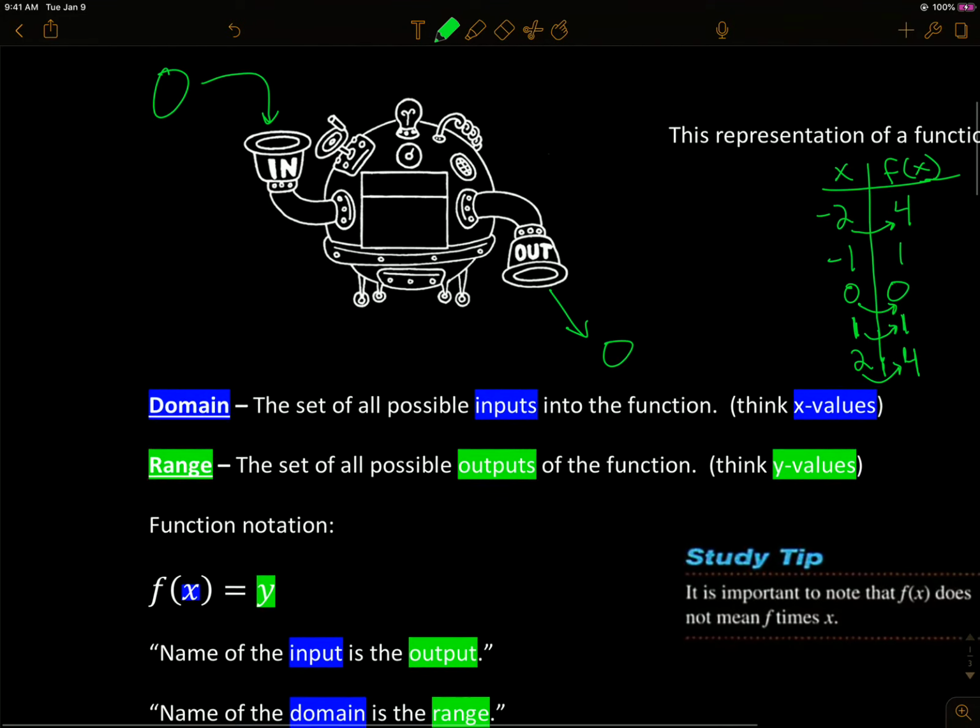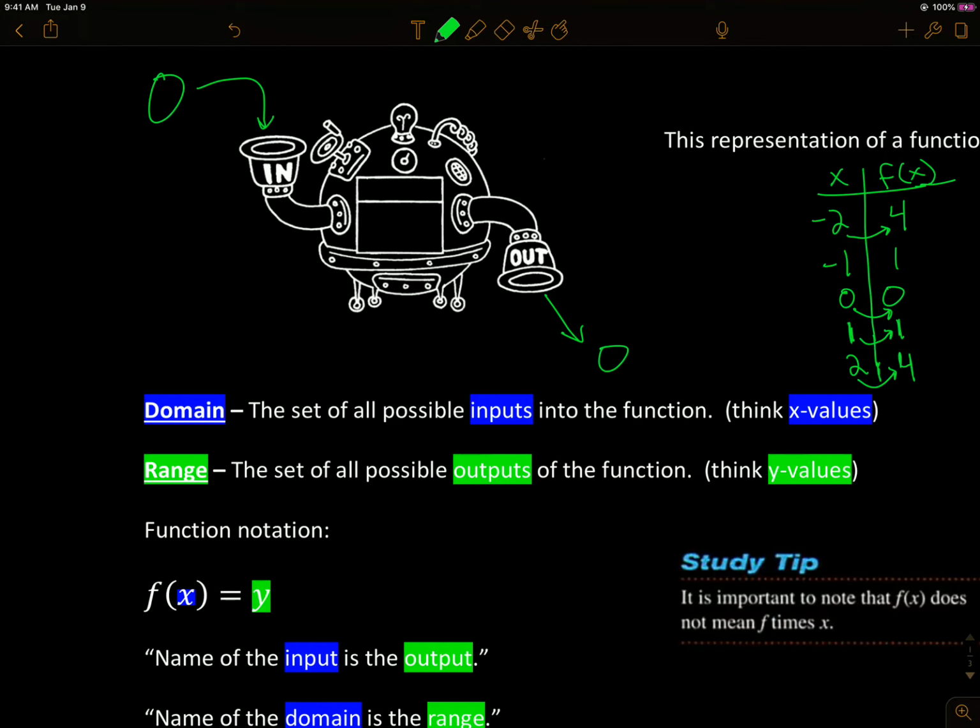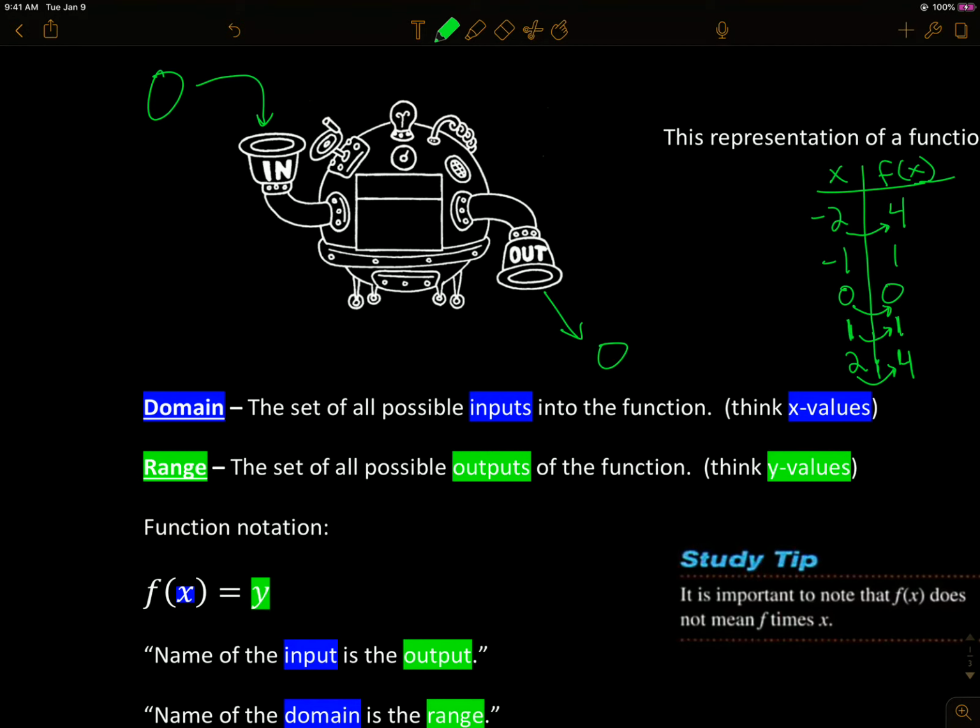The domain is going to be the name of the stuff that we put into the function. So the domain is the set of all possible inputs into the function. You can also think x values, especially on a graph. All of those words highlighted in blue, domain, input, x values, are synonymous. We're going to use those interchangeably depending on the situation. So the domain is the set of all the things you put into the machine.